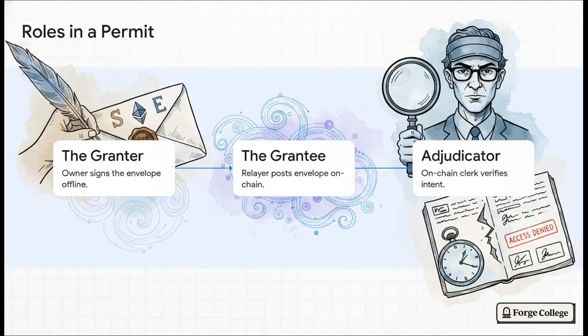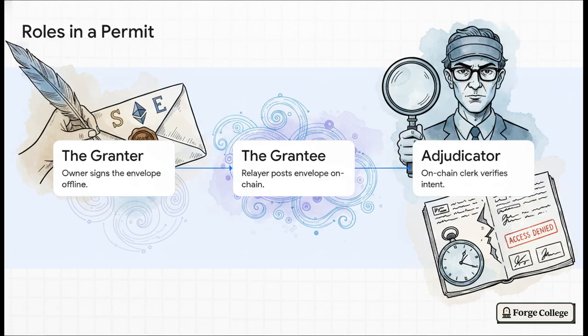So this life cycle breaks down into three distinct roles. First up, you have the grantor. That's you, the owner, signing that sealed envelope offline for free. Second is the grantee, or the relayer. They take your envelope and are the ones actually paying the gas to post it on-chain. Finally, we have the adjudicator.